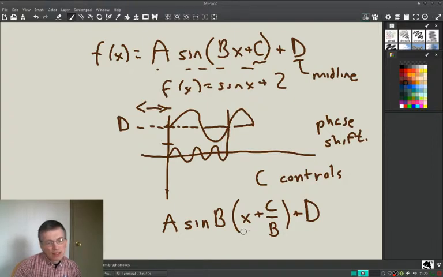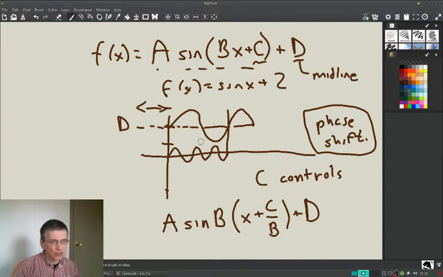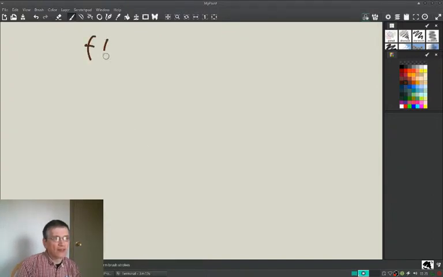Phase shift is a little confusing, but we'll just have to learn to deal with it. It's not that important. We can always redefine x. You can say x starts, instead of starting at 0, starts at minus c over b, and then this phase shift goes away. But this sort of moves the curve back and forth. Let's see how that works in an example. We can do these for cosine too. It's the same thing, they just start at different places.